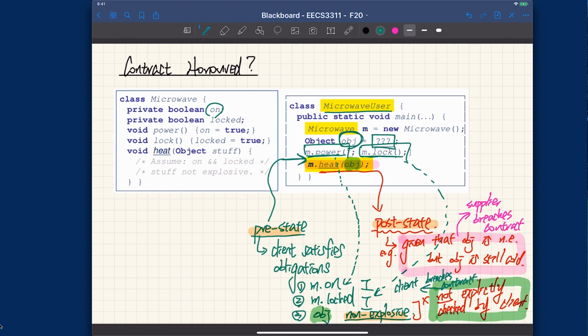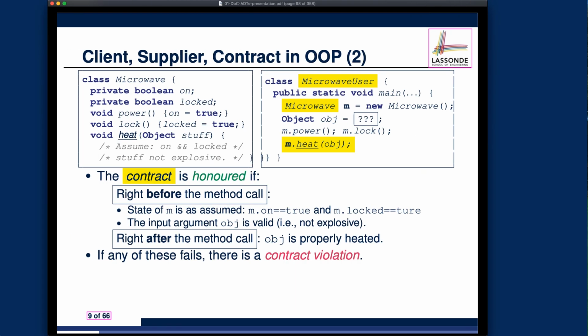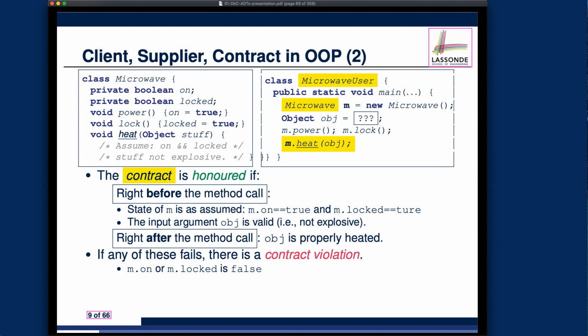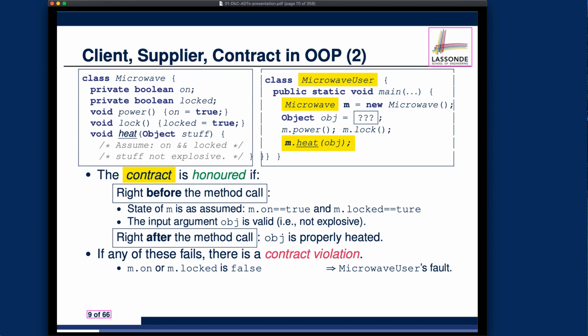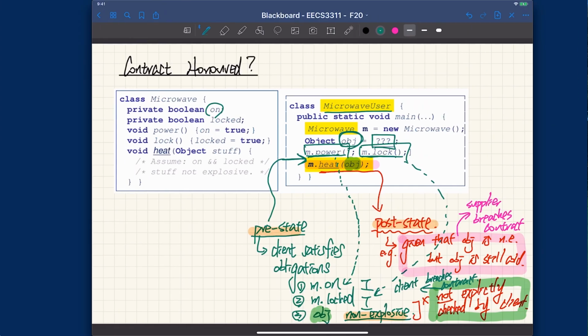Okay, so I think it's really worth detailing every single detail for this method call, so you can extrapolate some general case from this. If there's a contract violation, if either the client's obligation or the supplier's obligation is violated, let's just talk about it in general. If either the power is not on or it's not locked, of course, it will be the microwave user's fault, right? We talked about this already, just as a reinforcement. And also, if the input is actually not explosive, that's exactly this case over here. So whose fault is that? Of course, the client's.